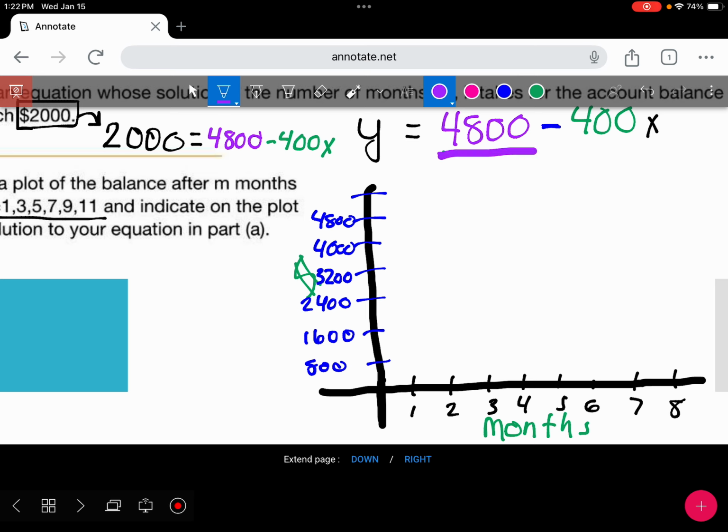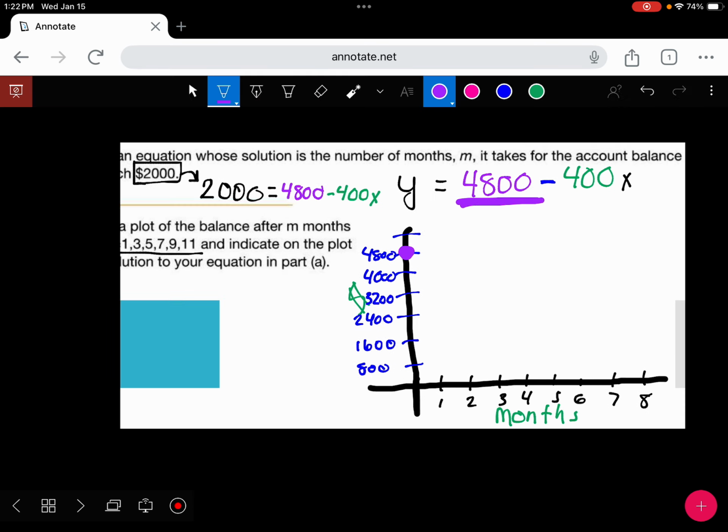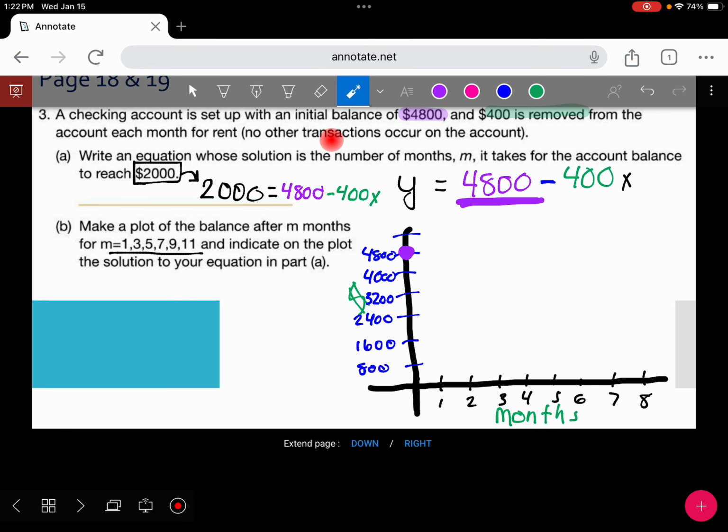At the 4,800. We always start with the one that doesn't have a variable. So I'm going to start with that. That's my y-intercept, this one up here. We're starting up there. It's how we started our account, our initial balance. It's up here, our beginning. That is what happens at month 0.